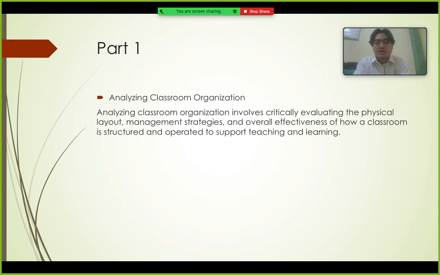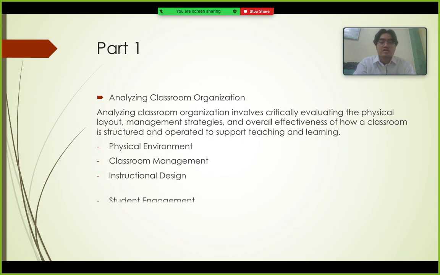This analysis typically involves assessing various components such as physical environment, classroom management, instructional design, student engagement, and safety and accessibility. First, physical environment. Examining the arrangement of furniture, learning materials, and technology within the classroom space. This includes considering factors like seating arrangement, the placement of instructional aids, and the accessibility of resources.